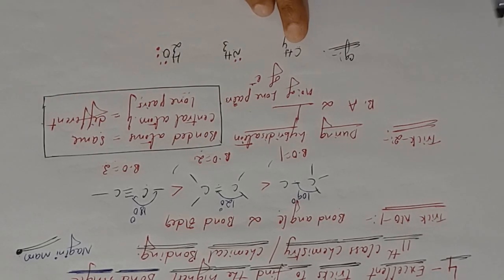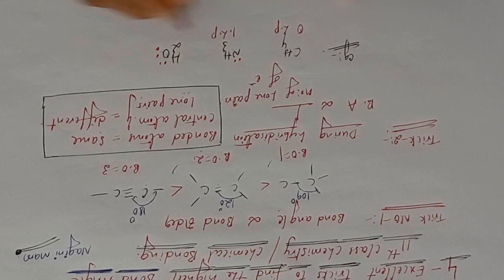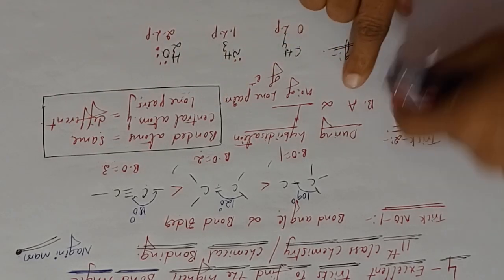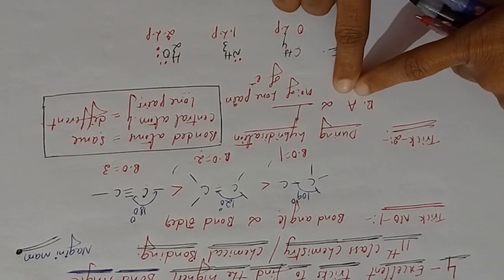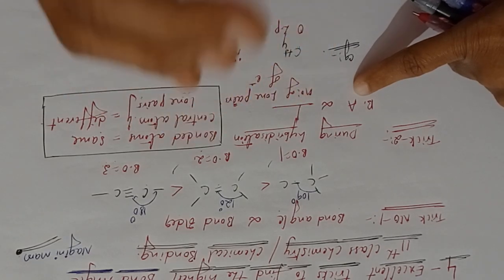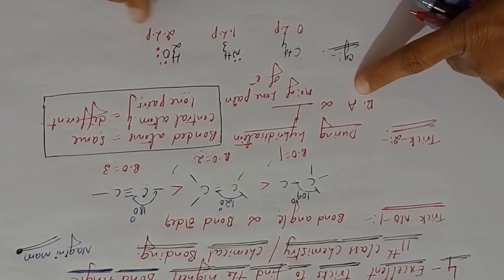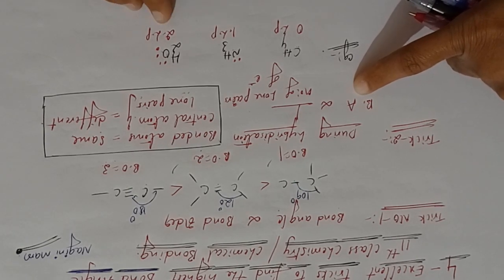Methane has no lone pair. Understanding? Here one lone pair, here two lone pairs. Zero, one, two lone pairs. Clear, students? What I told you in trick number 2: bond angle is inversely proportional to the number of lone pairs of electrons. So as the number of lone pairs increases, bond angle decreases, students.